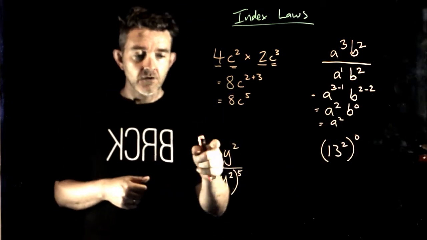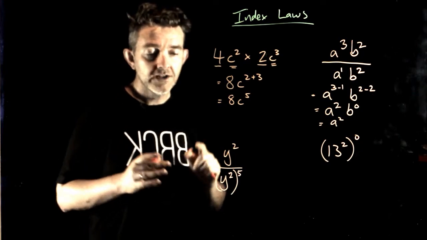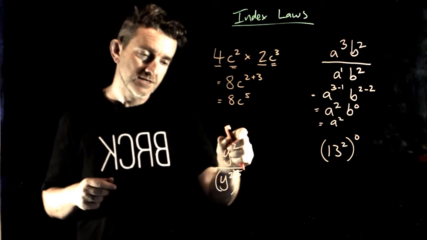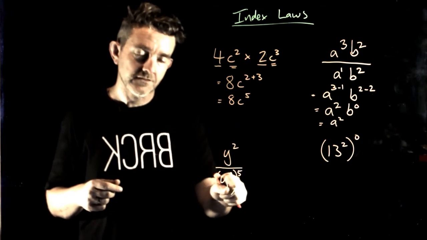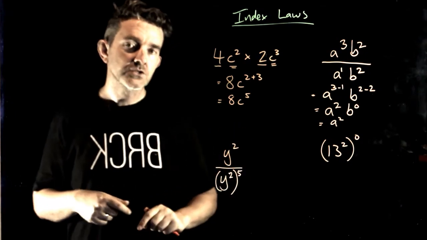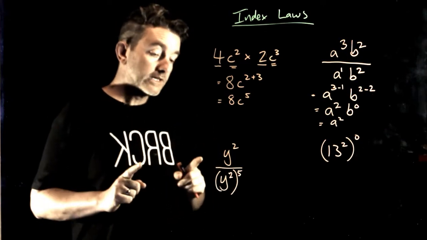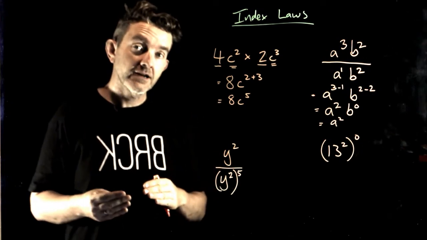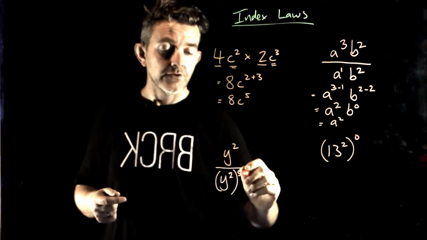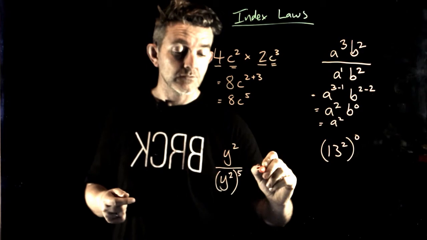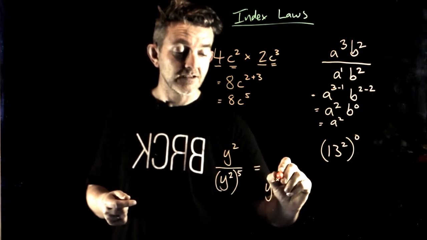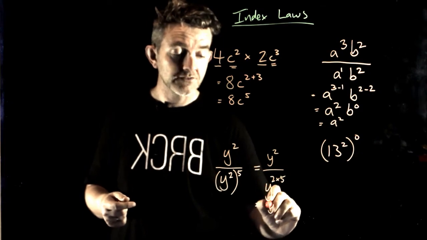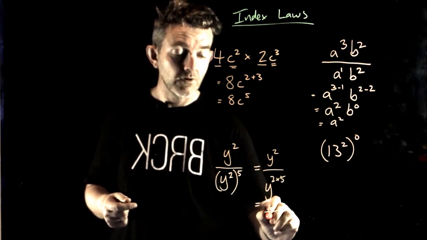Alright, here I've got y squared over y squared to the power of 5. So before I can do the dividing here, I need to work out what's going on down here. y to the power of 2 to the power of 5, the rule is I need to multiply those powers together because there's one inside the bracket and one outside the bracket. So the bottom is going to be equal to y to the power of 2 times 5, and the top is still y squared. That's going to be equal to y squared over y to the power of 10.